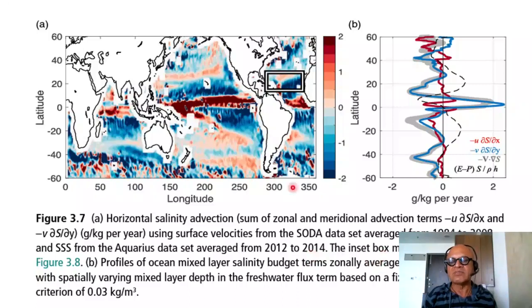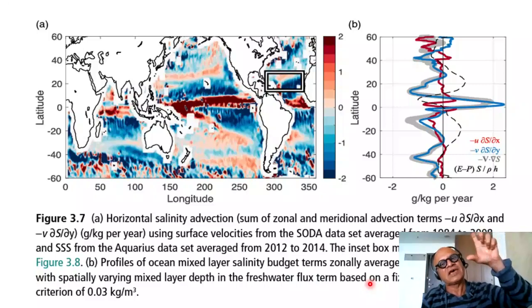The inset box marks the domain we will look at in the next slide of Figure 3.8. B is profiles of ocean mixed layer salinity budget terms zonally averaged across all longitudes, with spatially varying mixed layer depth in the freshwater flux term based on a fixed density threshold criterion.